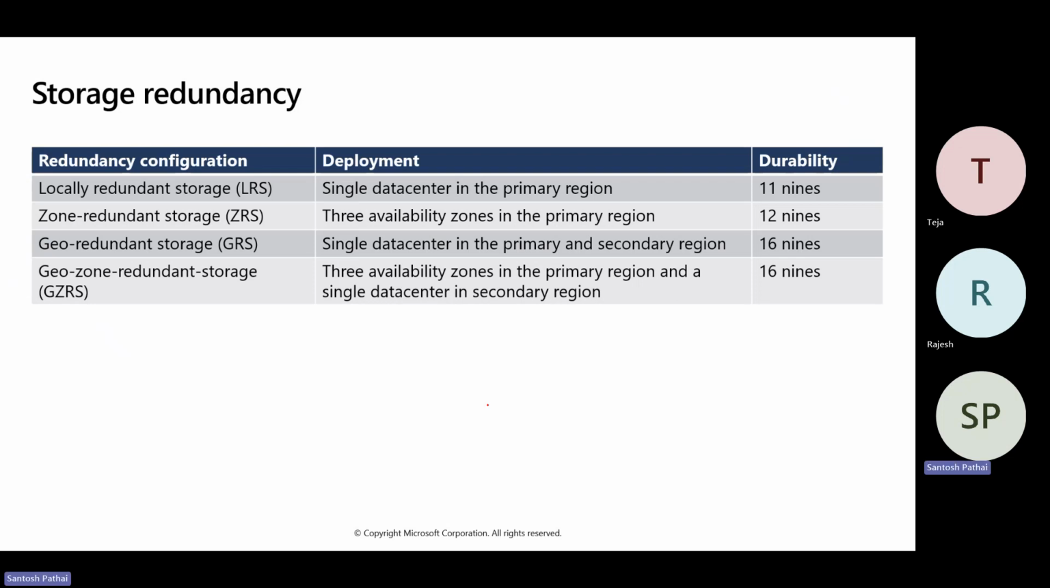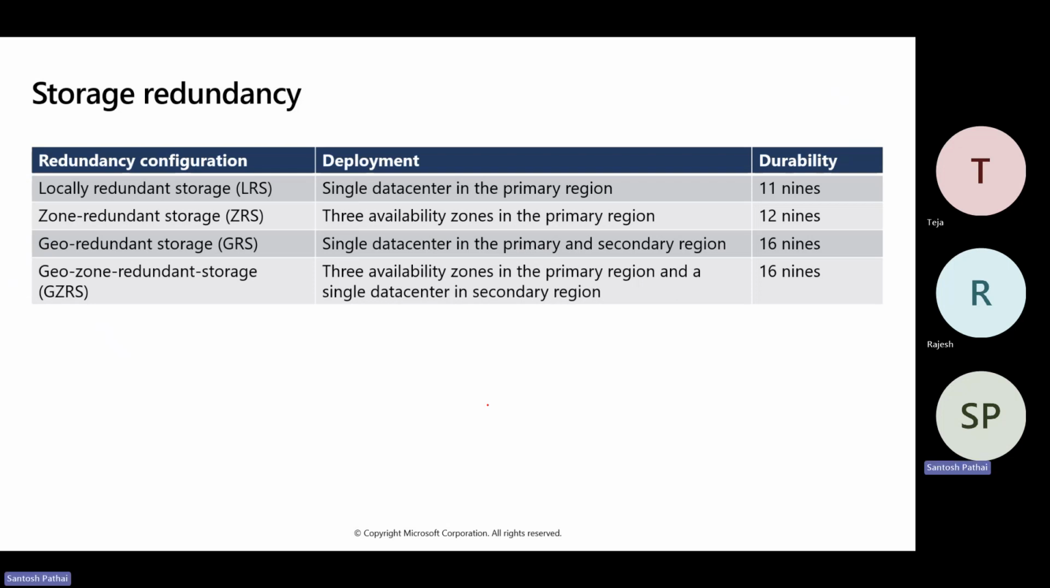Third is geo redundant storage. In geo redundant storage, your first copy is stored in, for example, the Pune region, and the second copy is stored in the Chennai region, for example. I'm just taking hypothetical examples. Then we have geo zone redundant storage.